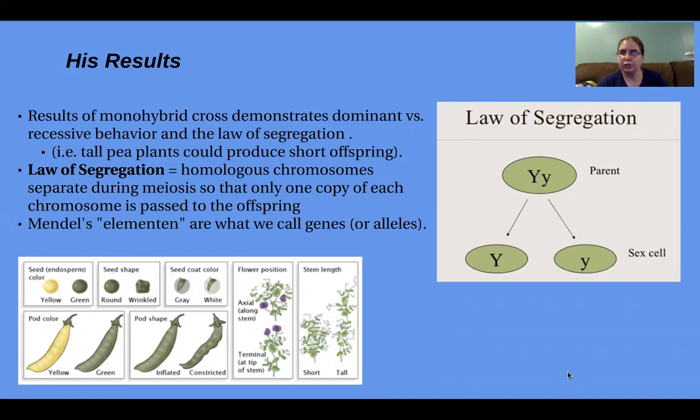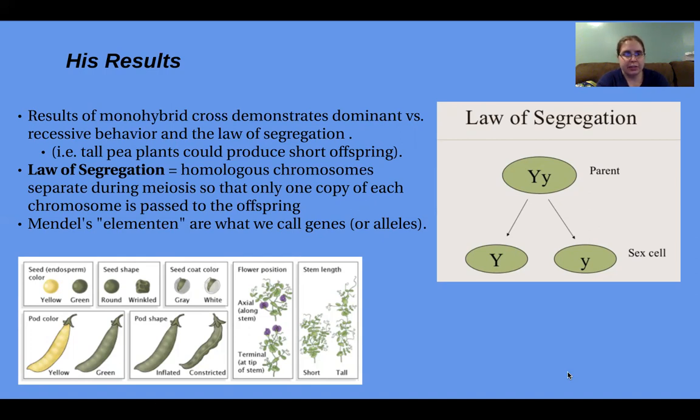We consider that one a dominant allele or a dominant trait, and the one that's less likely will be the recessive one. This also led to something called the law of segregation, which we'll get to in a moment. But again, with the dominant versus recessive, with the true breeding plants, tall plants always had tall offspring. Short plants always had short offspring. But when he did the mono-hybrid crosses, he noticed that there were cases where tall plants had short offspring. So again, it's showing that more often than not, they had tall, but there's also a chance for them to have short. So again, it leads to the idea of certain traits being dominant versus the other.